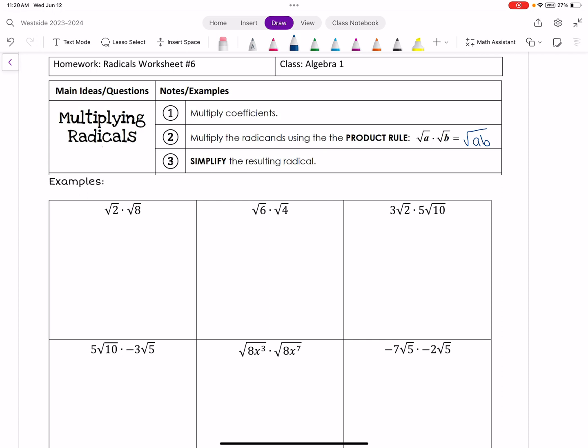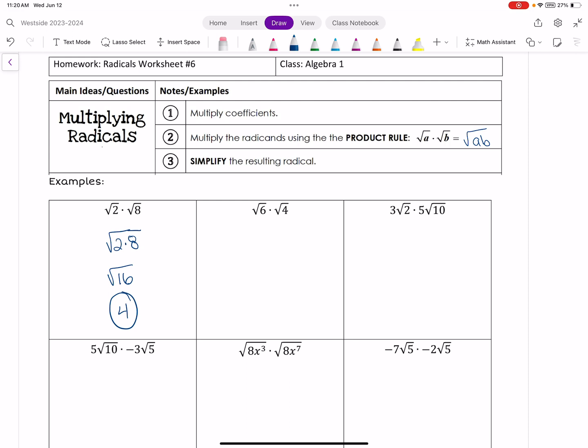So radical 2 times radical 8, those are both already under the radical, so we're going to multiply them under the radical. So 2 times 8 would make that radical 16. Now that we have that radical, we are able to find the square root of 16, which is 4. So that final answer would be 4.